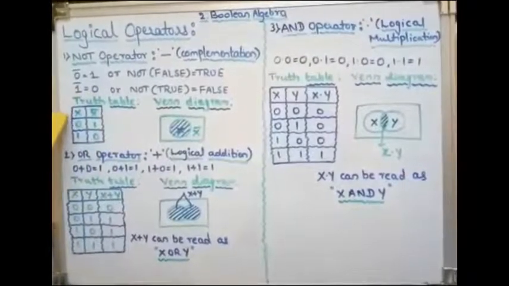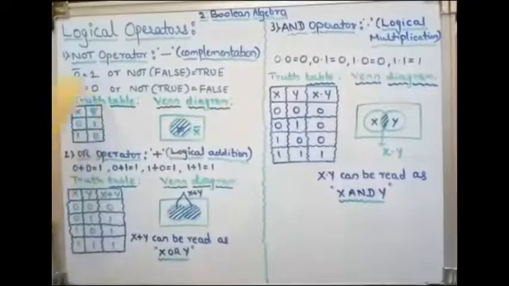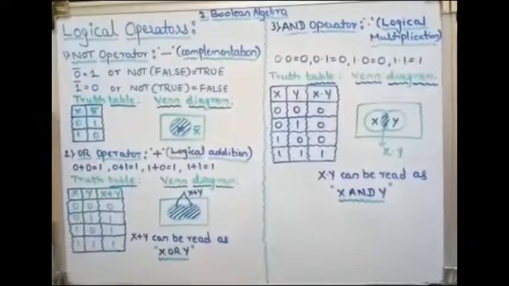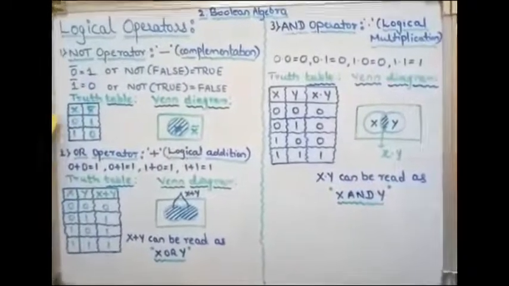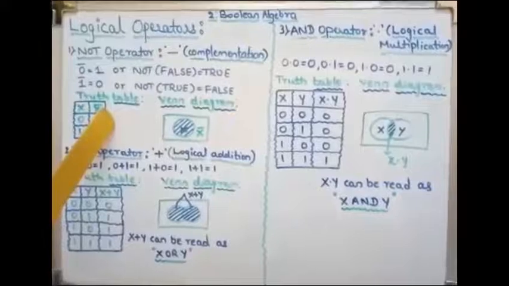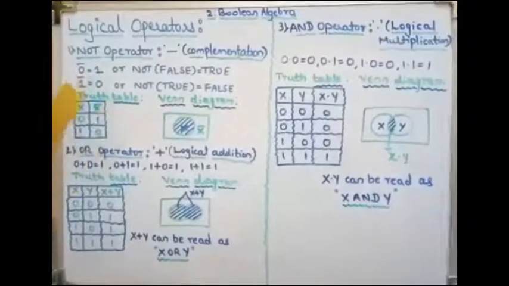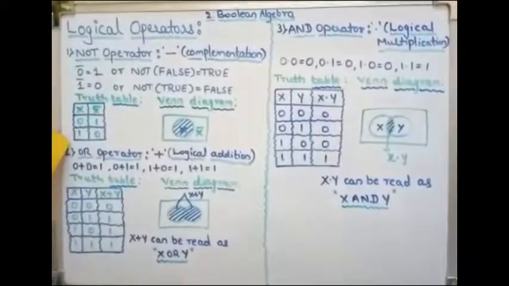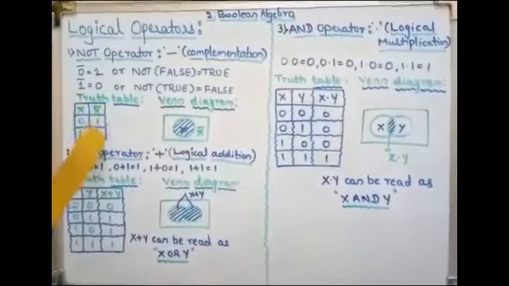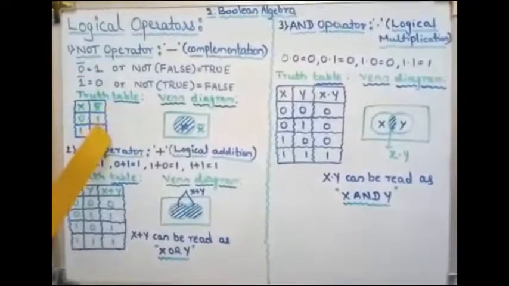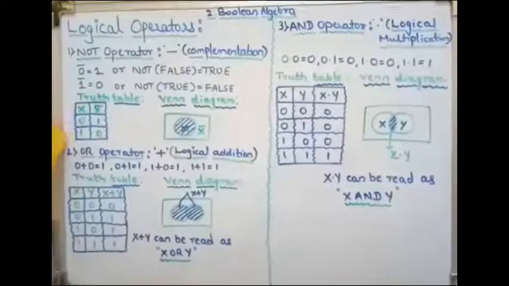Here x is one operand, x bar is the output of this operand. When we give the input as 0, the output is 1. Always the output is complement of the input. When we pass the signal as 1, the output is 0. Here also the output is complement of the input.